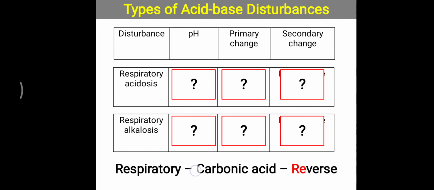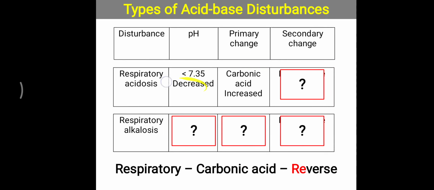So for respiratory, you have to remember RC: R means respiratory, C means carbonic acid, and for respiratory you have to remember reverse, meaning opposite direction. So pH is decreasing in acidosis, but for respiratory the primary change goes in a reverse direction. The primary change is related with the carbonic acid. So a decreased pH means an increased level of carbonic acid. Now the secondary change is always in the same direction as the primary change, meaning bicarbonate will be increased. So carbonic acid is increased, and bicarbonate level is also increased in the blood.